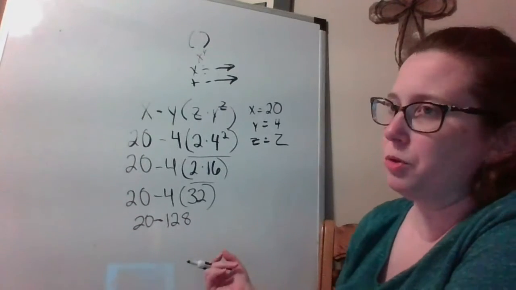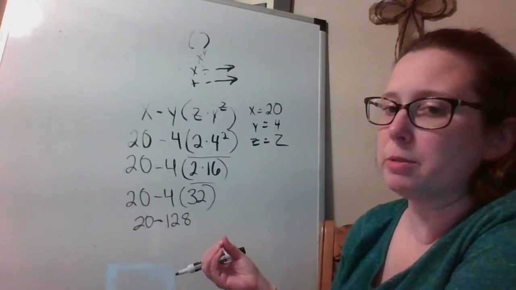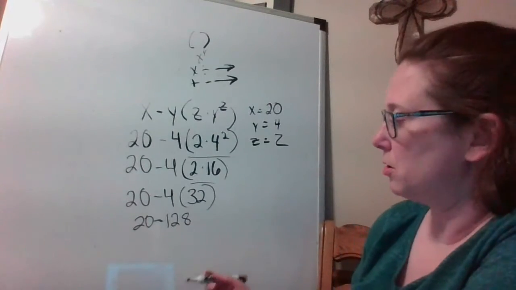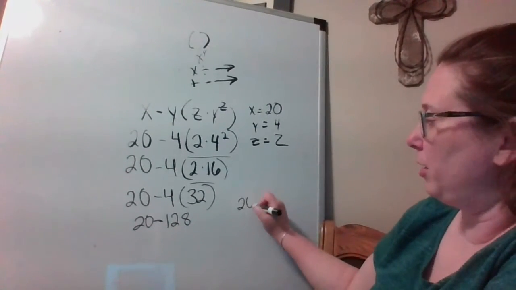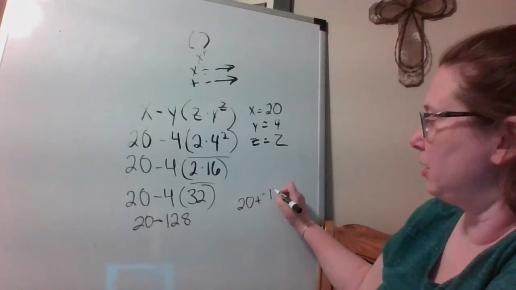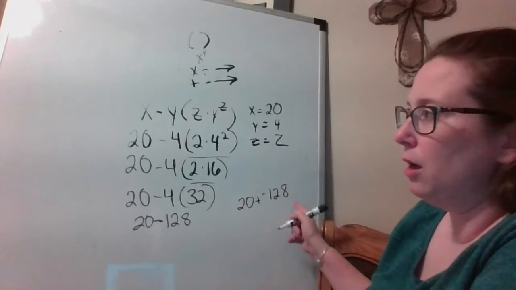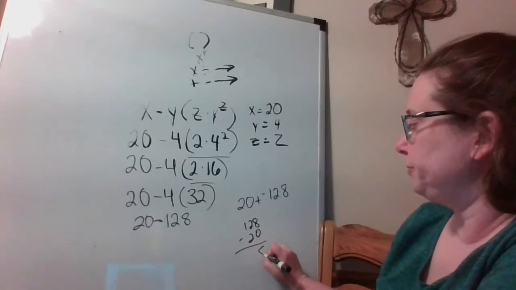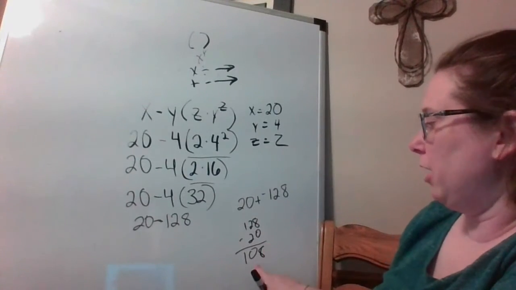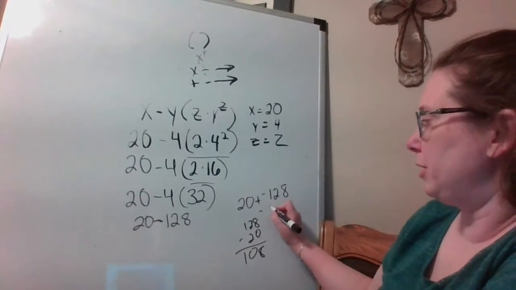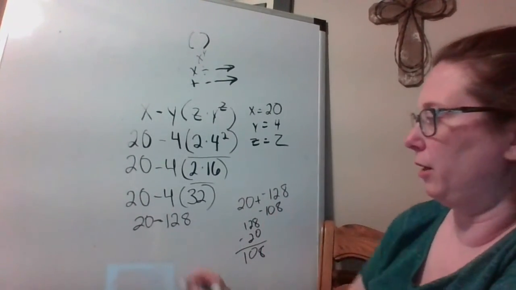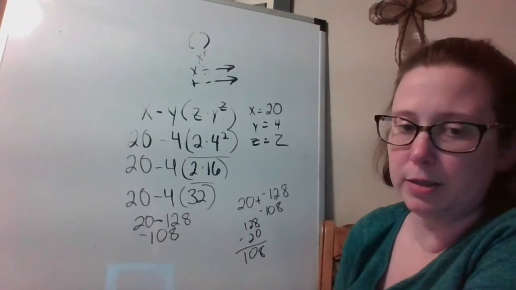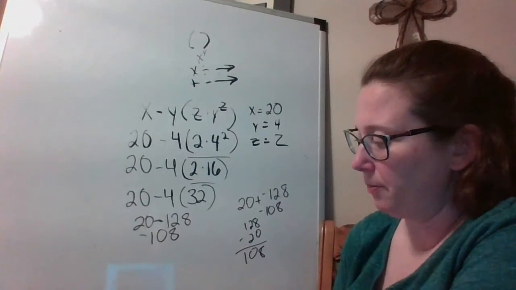128. So notice it's a smaller number minus a bigger number, which we can in fact do because we know about negative numbers. So when I do that, I'm thinking 20 plus negative 128. I have different signs, so I would subtract. I have 108. It's negative because my negative number had the higher value. So my answer there is negative 108.